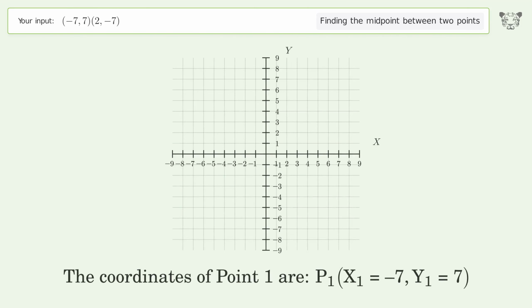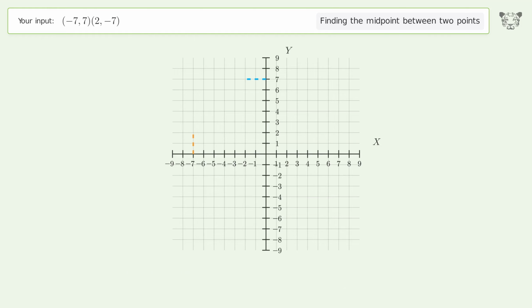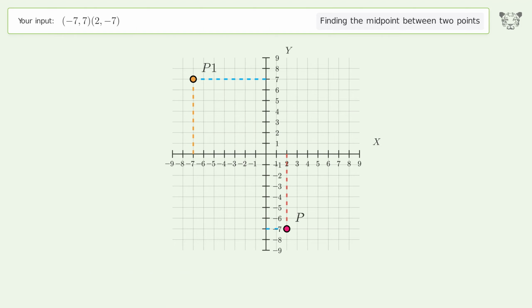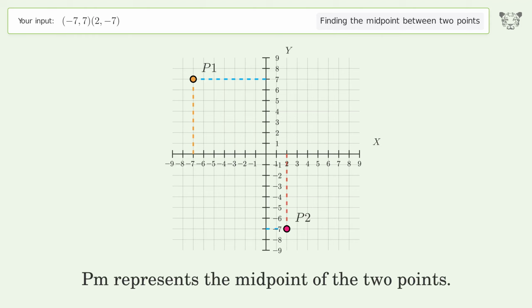The coordinates of point 1 are x1 equals negative 7, y1 equals 7. The coordinates of point 2 are x2 equals 2, y2 equals negative 7. PM represents the midpoint of the 2 points.